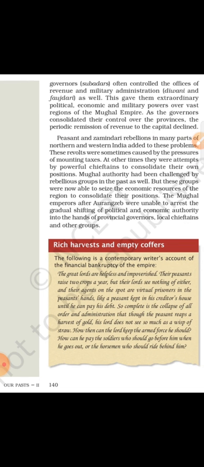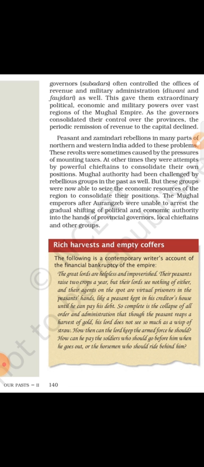Okay, so the Diwani and the Faujdari, as it is called, as well as this gave them extraordinary political, economic and military powers over vast regions of the Mughal empire. As the governors consolidated their control over the provinces, the periodic remissions of revenue to the capital declined. So the whole power is given to them. Diwani and Faujdari powers they have, revenue powers they have. So that's why they decided to become independent.